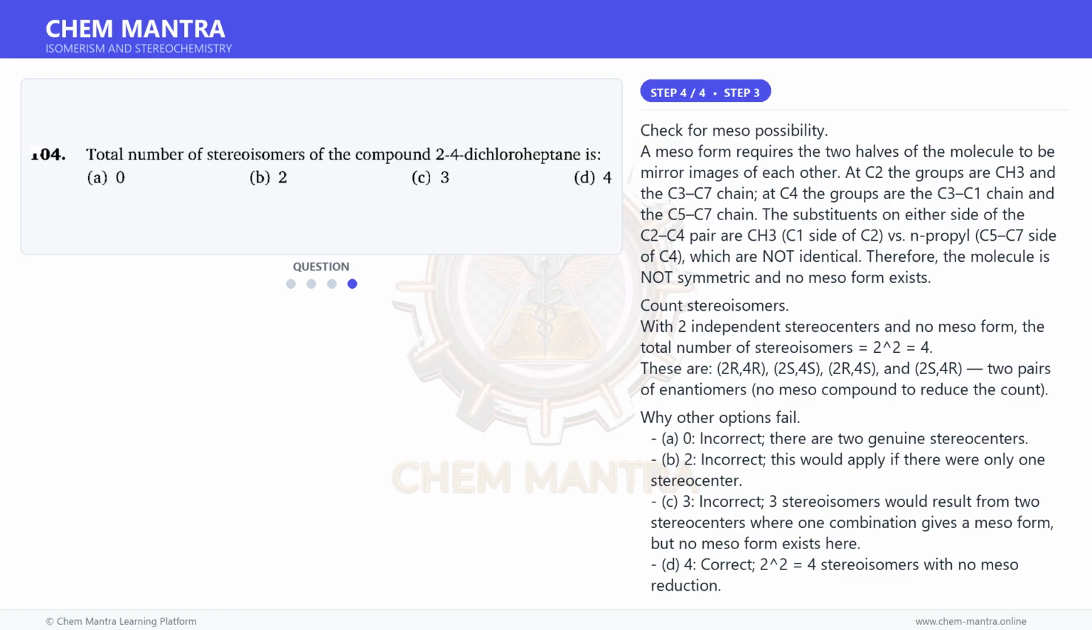A. 0, incorrect, there are 2 genuine stereocenters. B. 2, incorrect, this would apply if there were only one stereocenter. C. 3, incorrect, 3 stereoisomers would result from 2 stereocenters where one combination gives a meso form, but no meso form exists here. D. 4, correct, 2^2 is equal to 4 stereoisomers with no meso reduction.